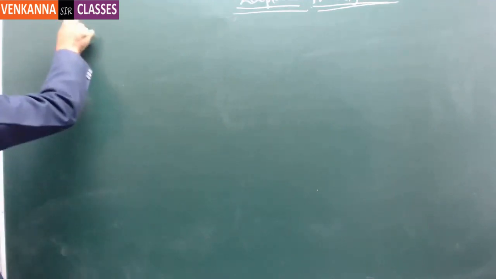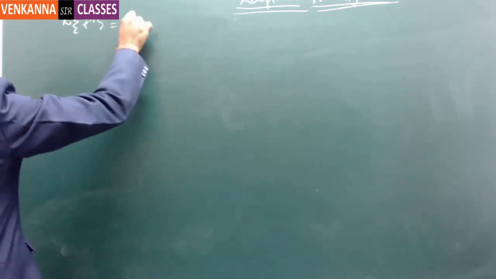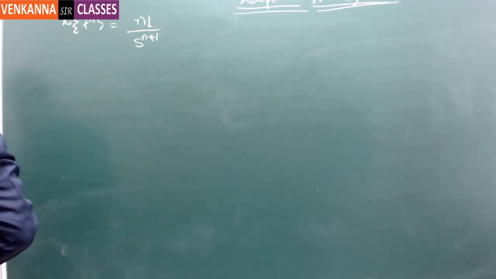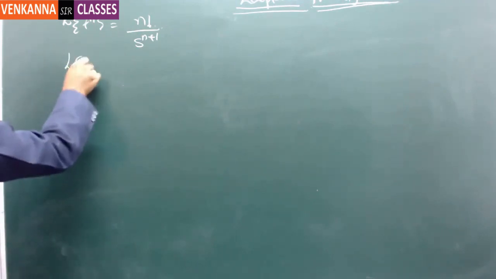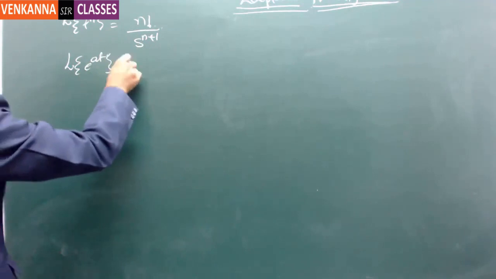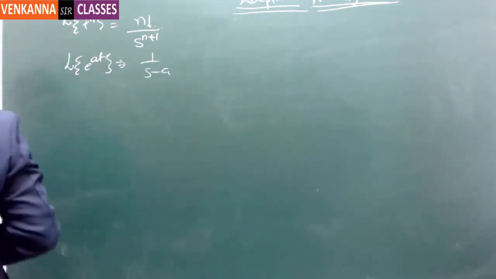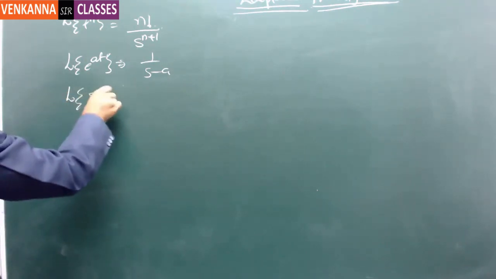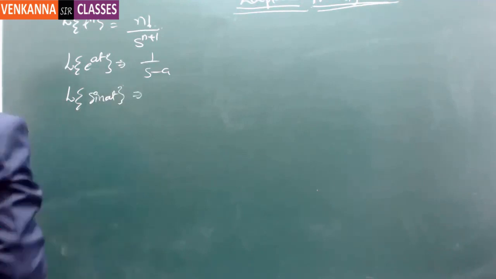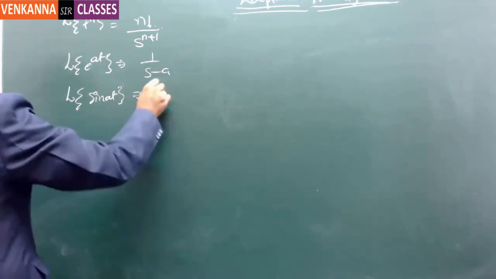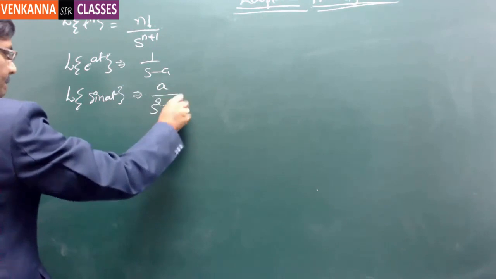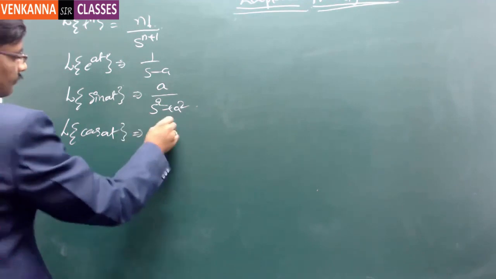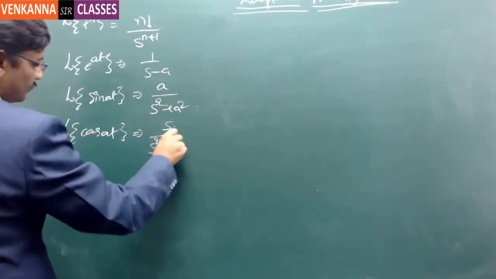Laplace transform of t power n is equal to n factorial divided by s power n plus 1. Laplace transform of e power a t is 1 by s minus a. Laplace transform of sin a t is a by s square plus a square. Laplace transform of cos a t is s by s square plus a square.